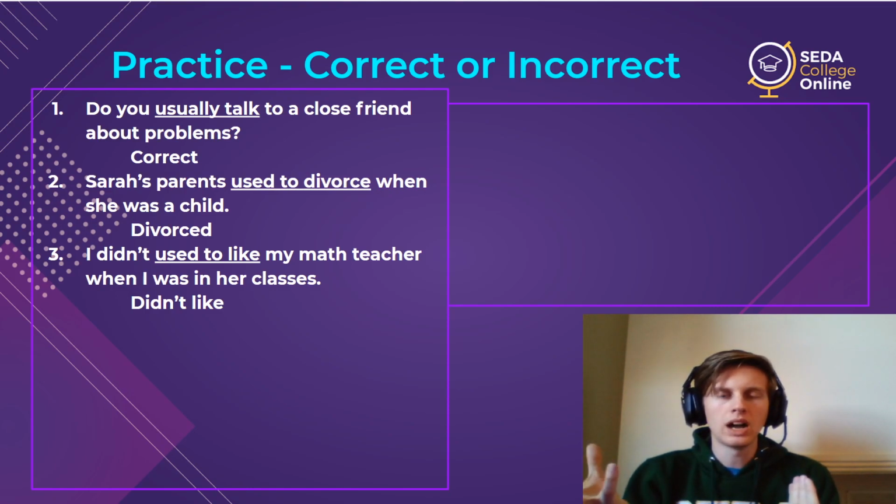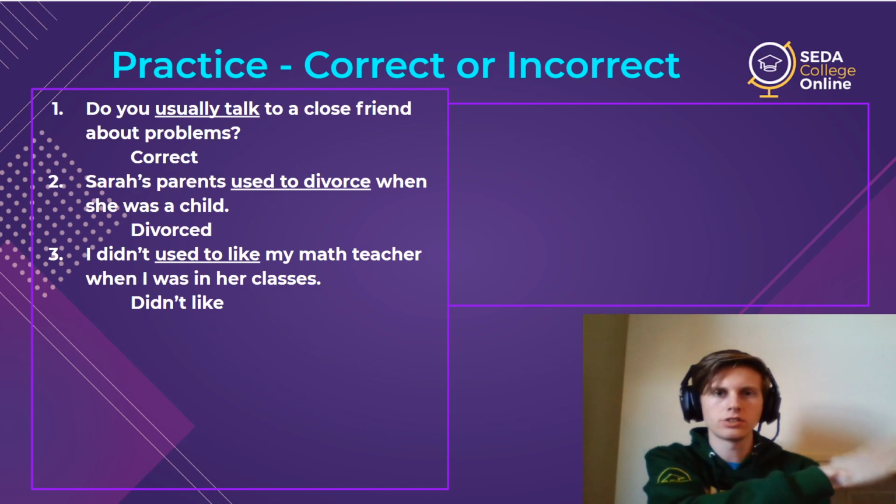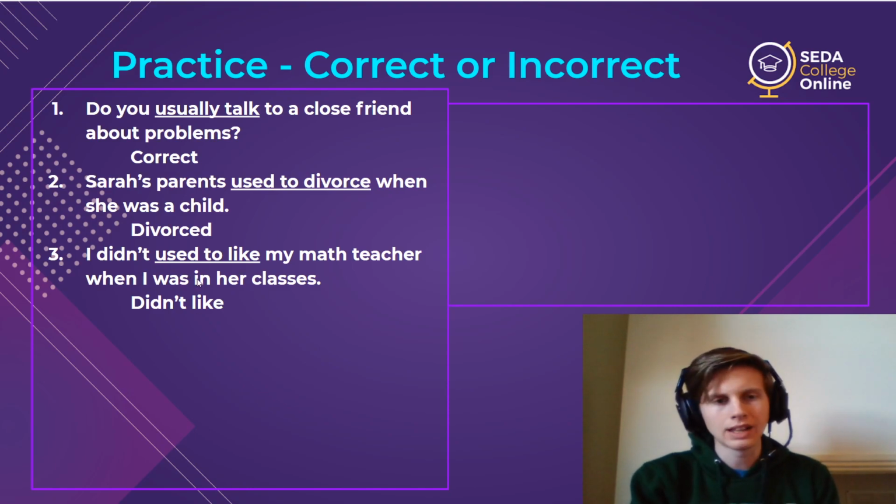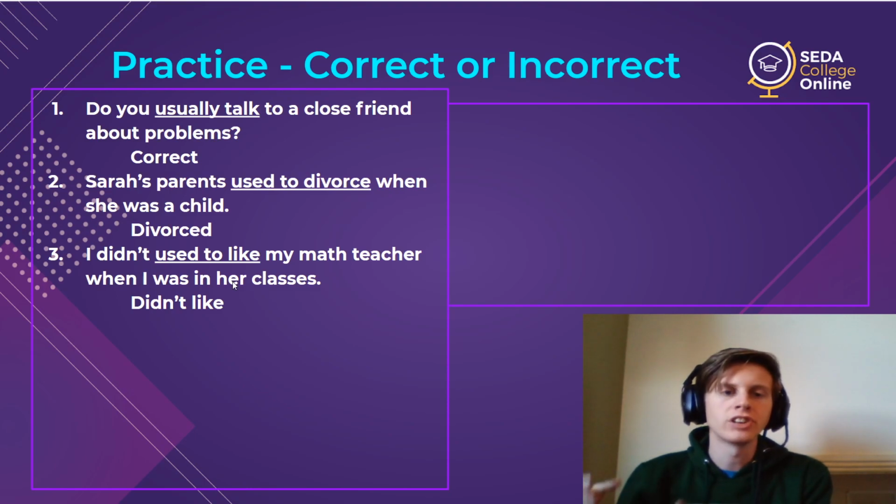But why? Why was there a change from then to now? Without it, we'll use the simple past, because now you are not in her class. You do not see her now, so there's nothing to change for now. So we need the simple past.